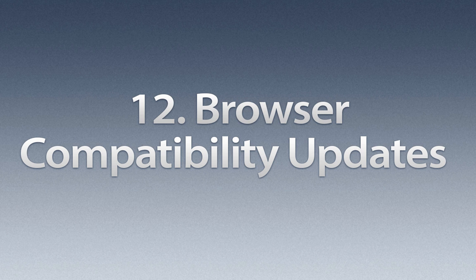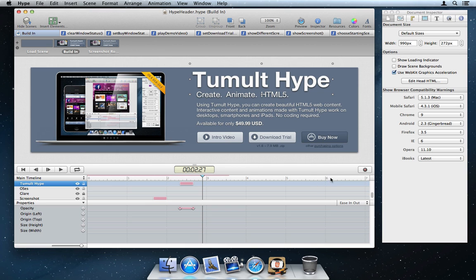Number 12, Browser Compatibility Updates. The Browser Compatibility Warning Settings interface now uses pop-up menus that let you choose a browser's minimum version for which warnings should be shown. The menus also now offer a latest option, which tells HYPE to only ever warn about the most recent version of that browser. Compatibility warnings have also been added for iBooks 3, Internet Explorer 10, and all of the other latest browsers.